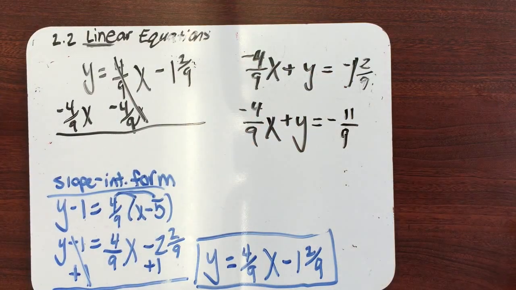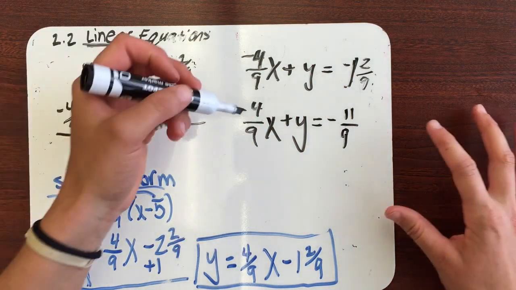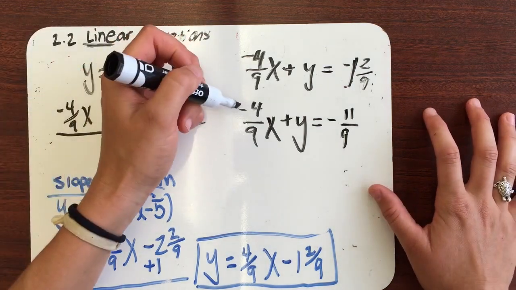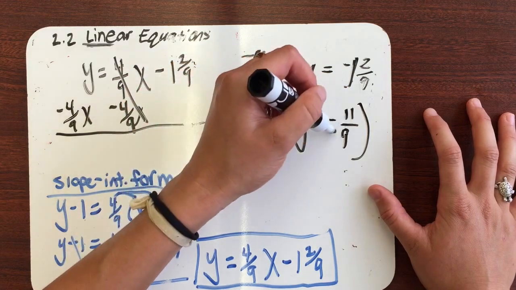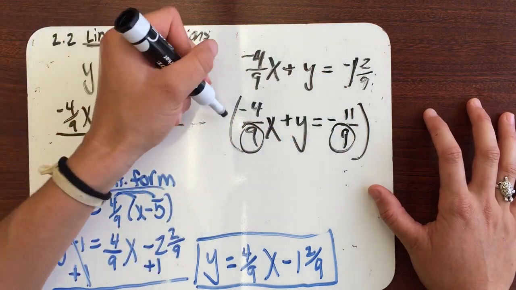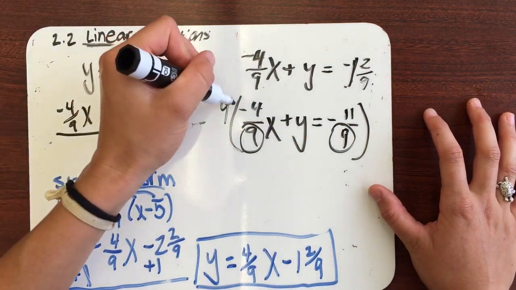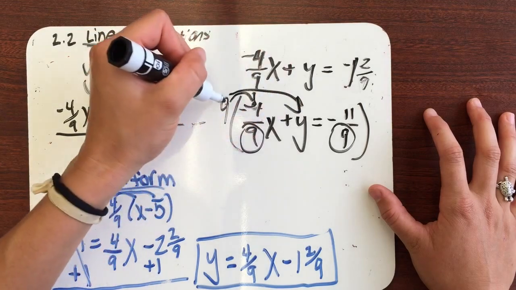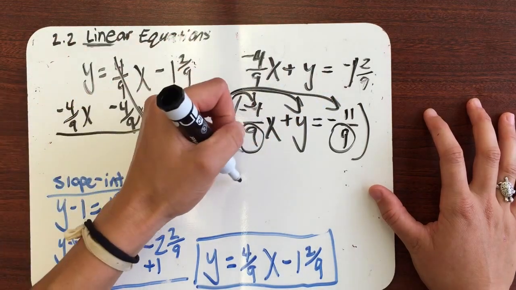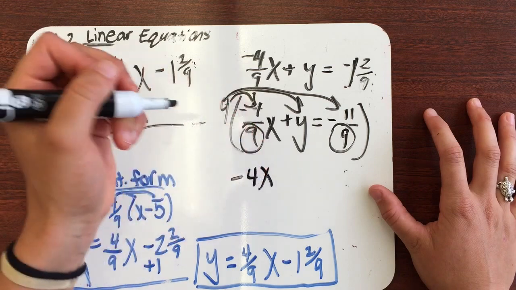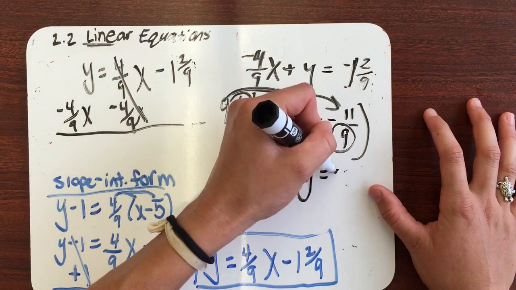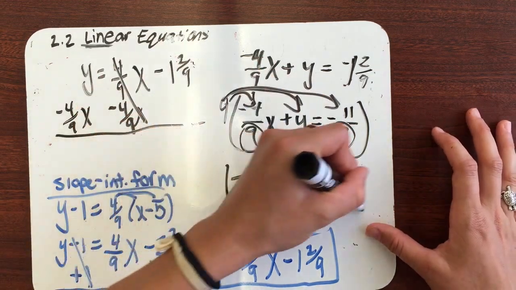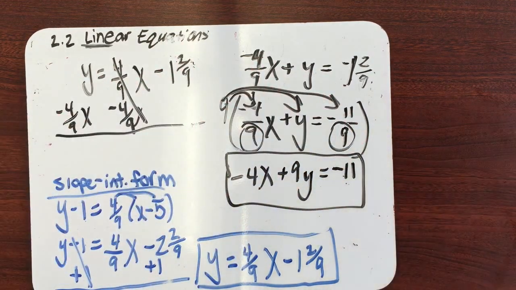So in order to get all of the coefficients to be whole numbers, we're going to multiply everything by the least common denominator. So in this case it's 9. And then you're going to distribute that to every term here. And therefore we'll get -4x plus 9y is equal to -11. And this is standard form.